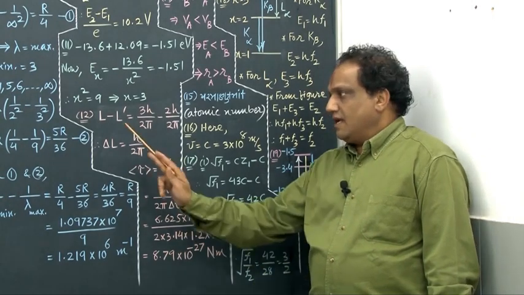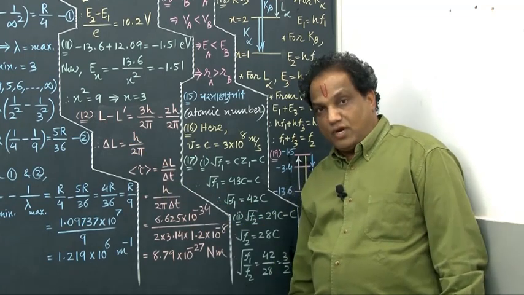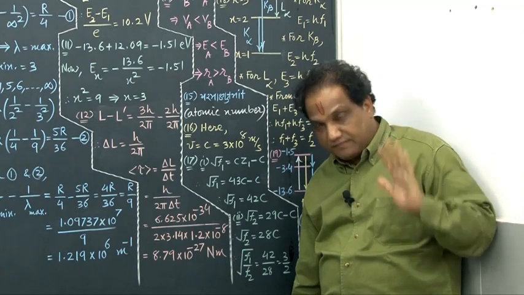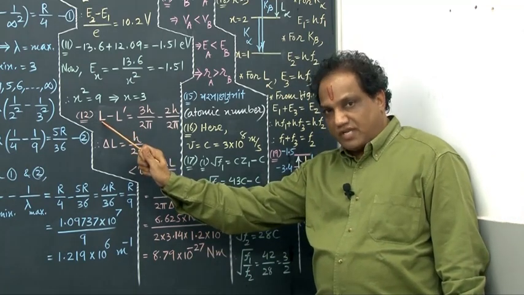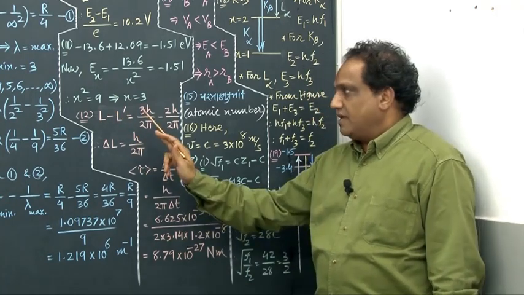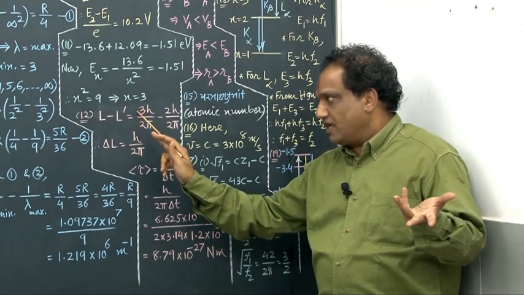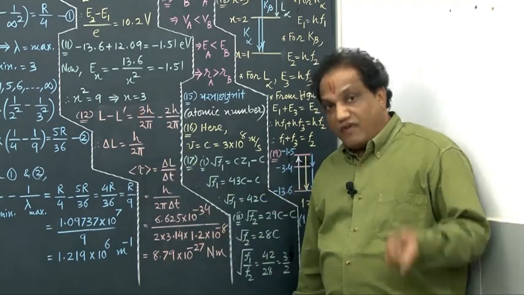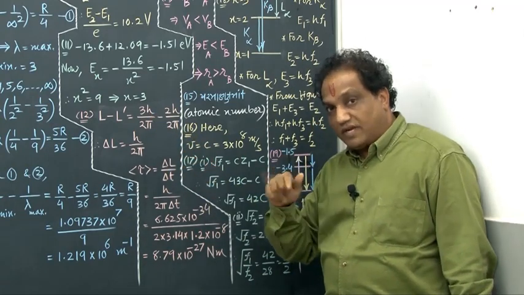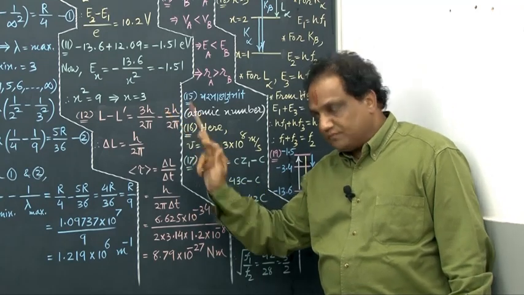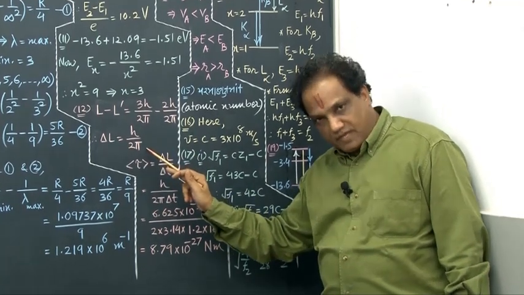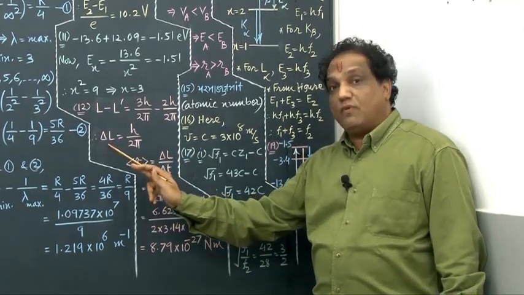Let us find the decrease in angular momentum of the electron as it makes a transition from the third orbit to the second orbit. Decrease in angular momentum means initial angular momentum minus final angular momentum. Initial angular momentum is nh upon 2 pi, with n equal to 3, minus the final angular momentum, again nh upon 2 pi, but the final orbit is n equal to 2. So 3h upon 2 pi minus 2h upon 2 pi gives h upon 2 pi. Simple. This is the decrease in angular momentum.